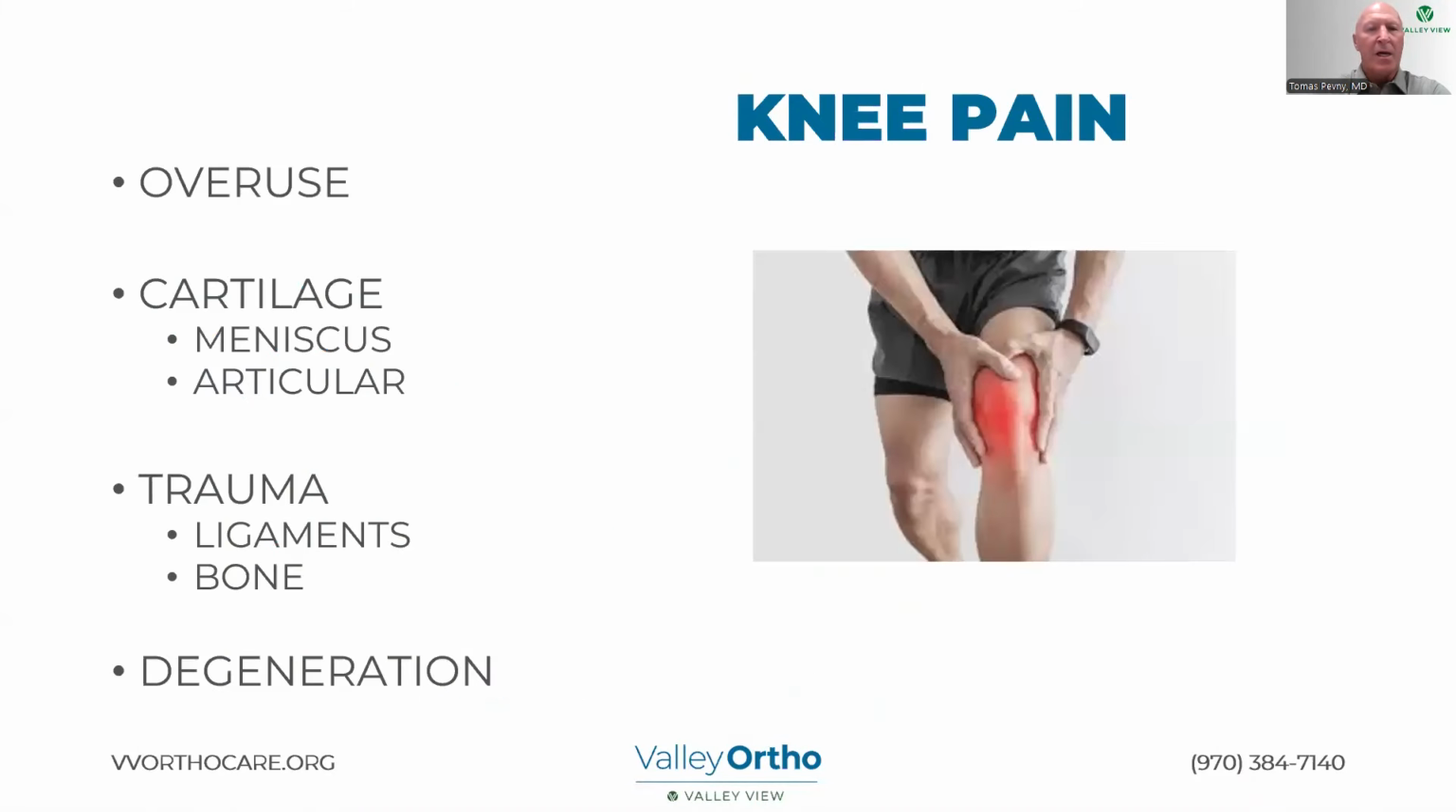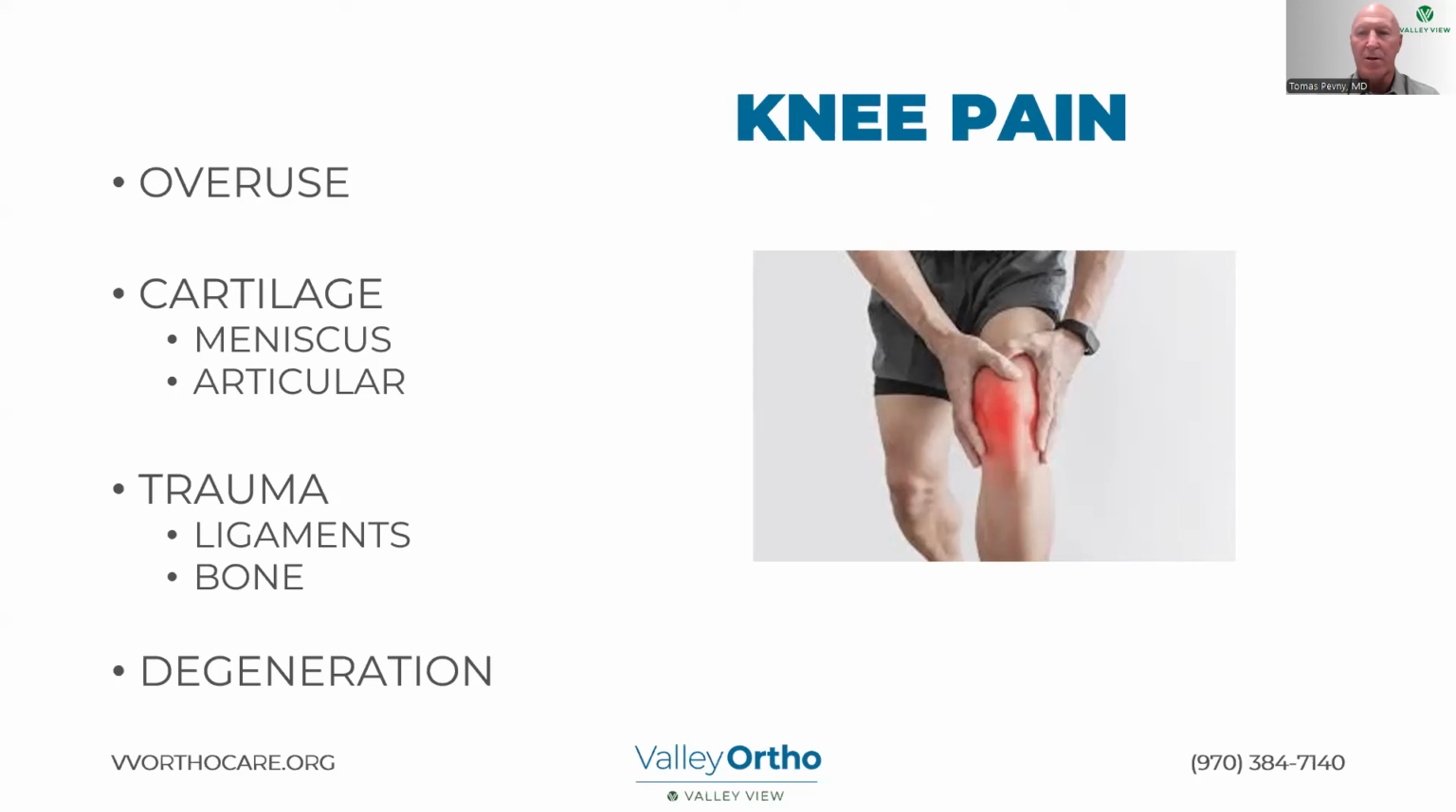Knee pain is caused by multiple things. A very common cause of knee pain is overuse injuries that we'll talk about. We'll talk about cartilage injuries, and there are two main cartilages in the knee, and we'll go over the anatomy: the meniscus, which is the shock absorber, and the articular cartilage, which is the smooth bearing surface on the end of the bone. We'll talk about some traumatic injuries, such as ligament injuries, ACL, MCLs, and also bony injuries that we see. And then the last thing is degenerative, just wearing out of the knee joint.